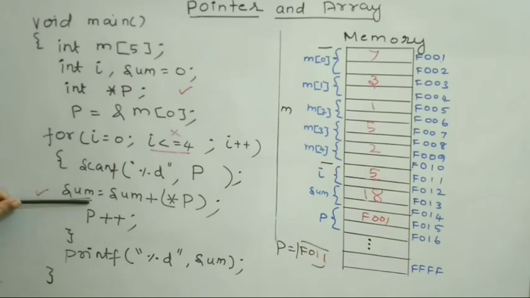Then I am computing the summation of the individual elements by getting the value using this indirection operator. How to get value? P is holding a memory address. The star of P will get the content of this memory address. After getting the content, it is added to summation.